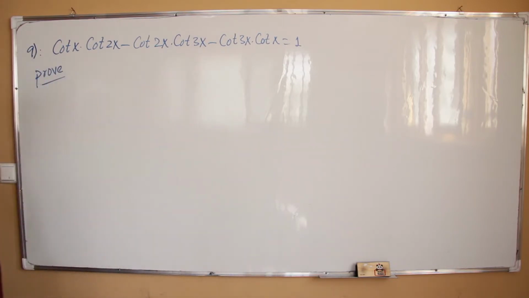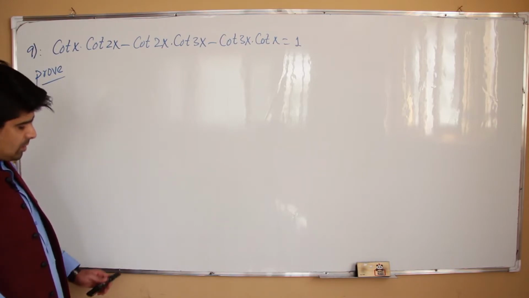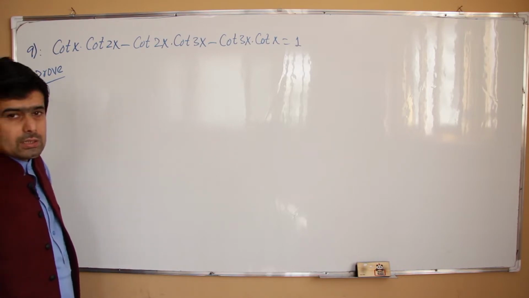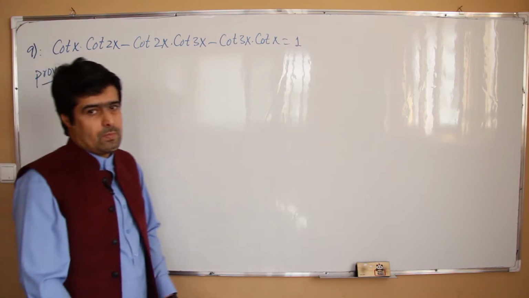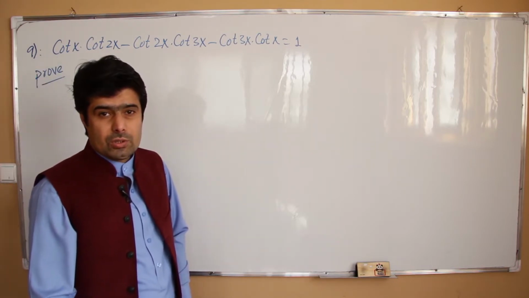By the way, the first question is cotangent x times cotangent 2x minus cotangent 2x times cotangent 3x minus cotangent 3x times cotangent x is equal to 1. Now you have to prove this one. Now first look to the question. What do you observe from this question?